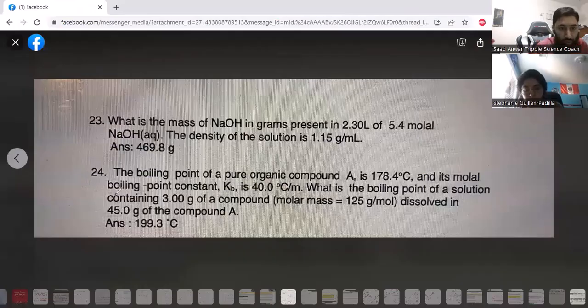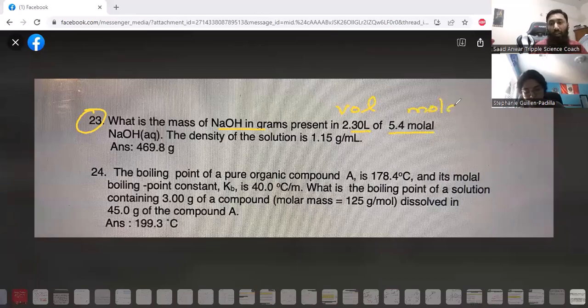Next question is 23. This is visible to you. What is the mass? What is this question? What is the mass of sodium hydroxide in grams present in 2.3 liter? This is volume. 5.4 molal sodium hydroxide.